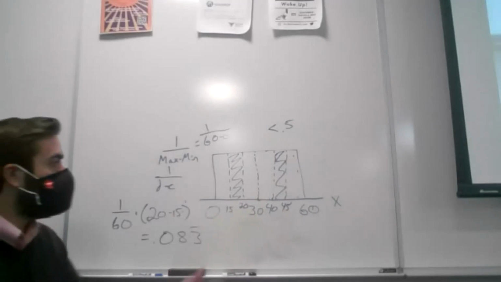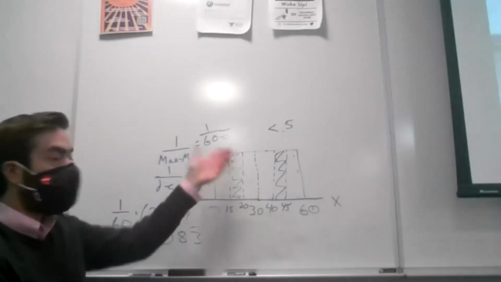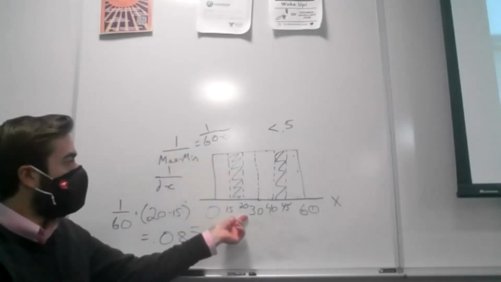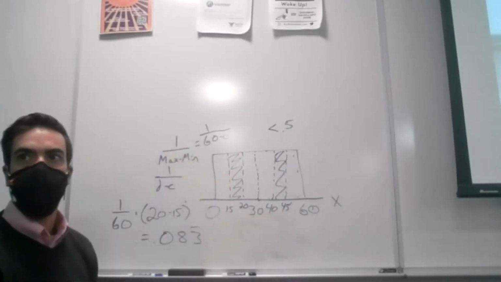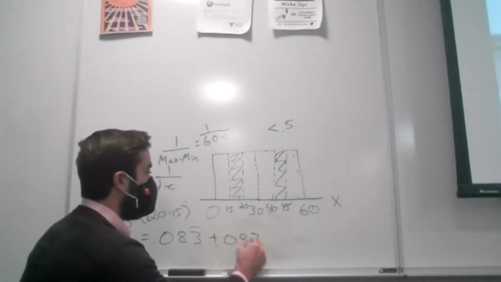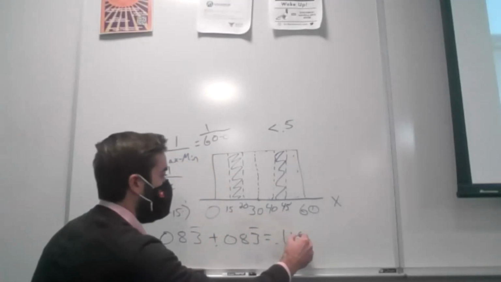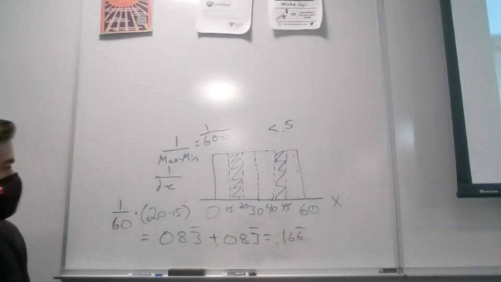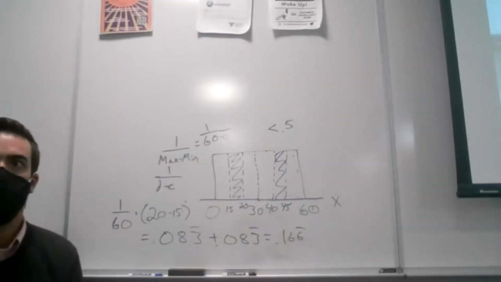Same thing, because they both have the same height. And notice the width of those intervals are both 5, right? So I'm going to find the exact same thing. So I would just add those together, right? I did my math right there. 0.166 repeated. Okay.